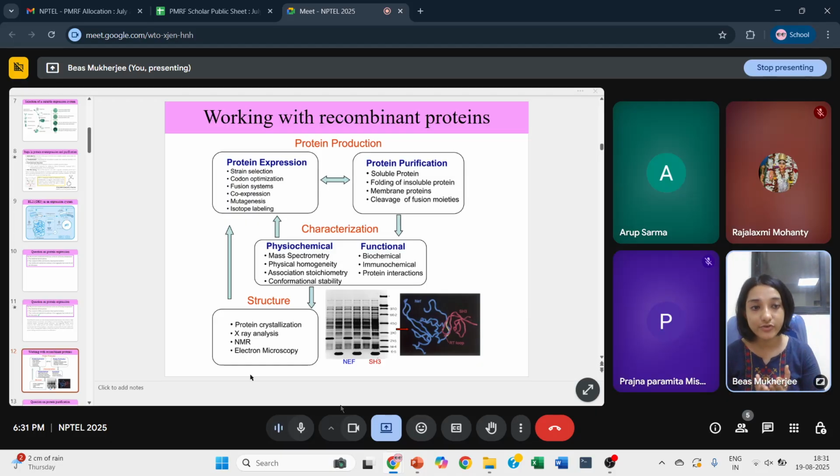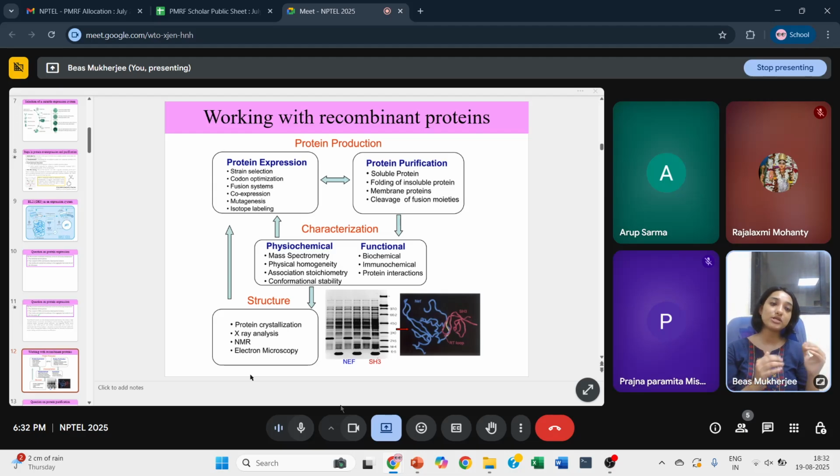Right? Protein purification. So the protein needs to be soluble. If the protein is not soluble, you have to make it soluble. You have to introduce mutations and other ways for solubilizing the protein. Then we come to membrane proteins, which are even difficult to work with. Right, so this is how different things are done.